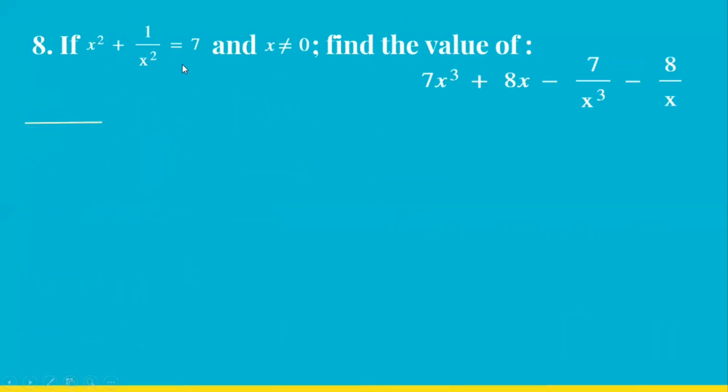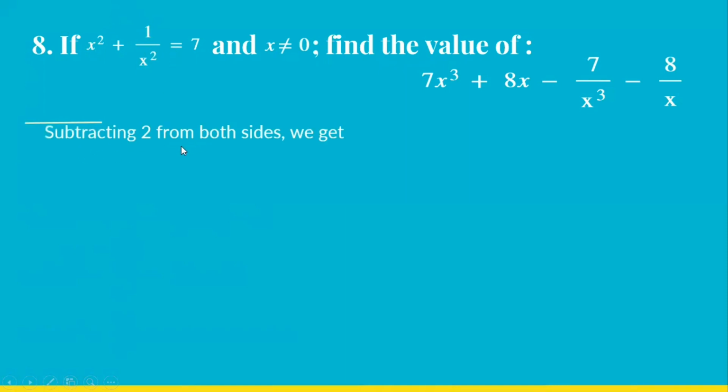So if x square plus 1 upon x square is equal to 7 and x is not equal to 0, find the value of 7x cube plus 8x minus 7 upon x cube minus 8 upon x. Now this is the value given. So what should we do to this so that this becomes an identity? Minus 1 upon x the whole square, you'll have to subtract 2.